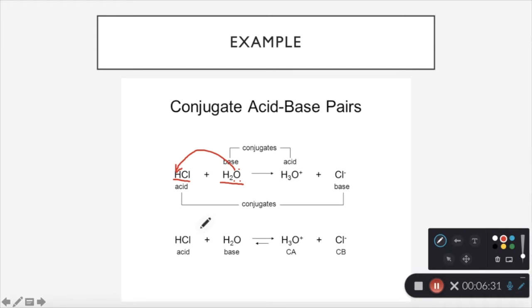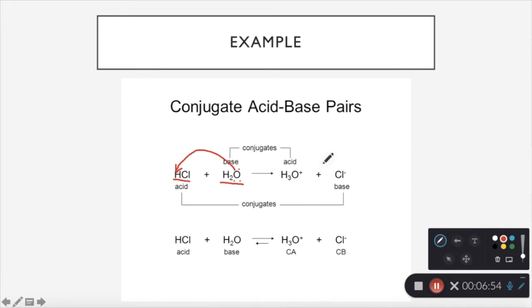So we have the original acid, hydrochloric acid, and after that is deprotonated, it becomes the conjugate base over here. And so same thing for water, we have it as the original base, and after you add that proton to the water, it becomes H3O, which is very acidic.